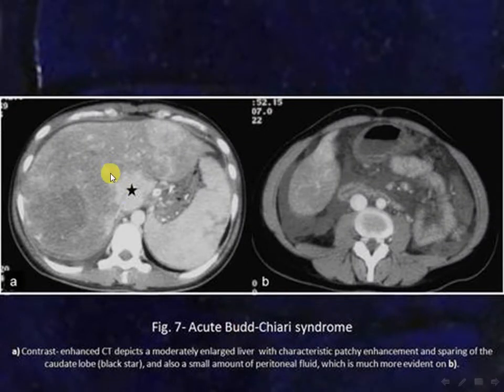You can see here, this is a case of Budd-Chiari syndrome. The liver is markedly enlarged. It shows heterogeneous post-contrast enhancement, sparing the caudate lobe, typical, associated with ascites, which is also typical, and the hepatic veins are clearly not visualized in this case due to thrombosis resulting in Budd-Chiari syndrome.